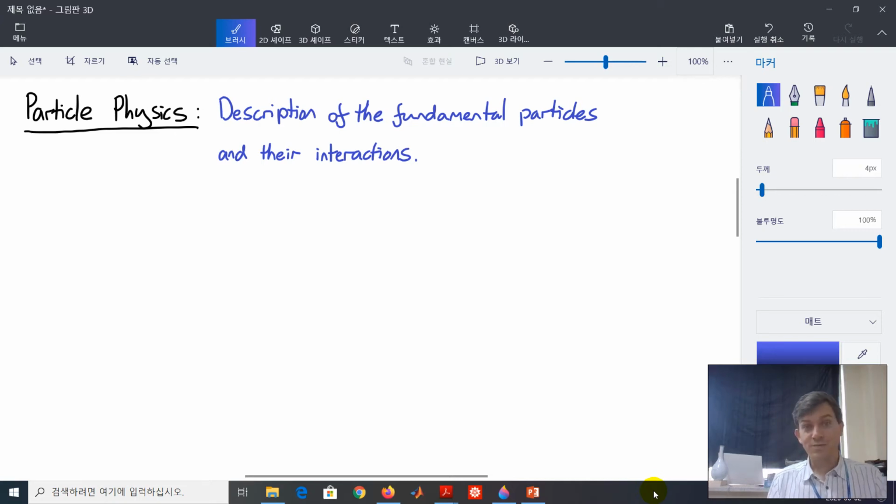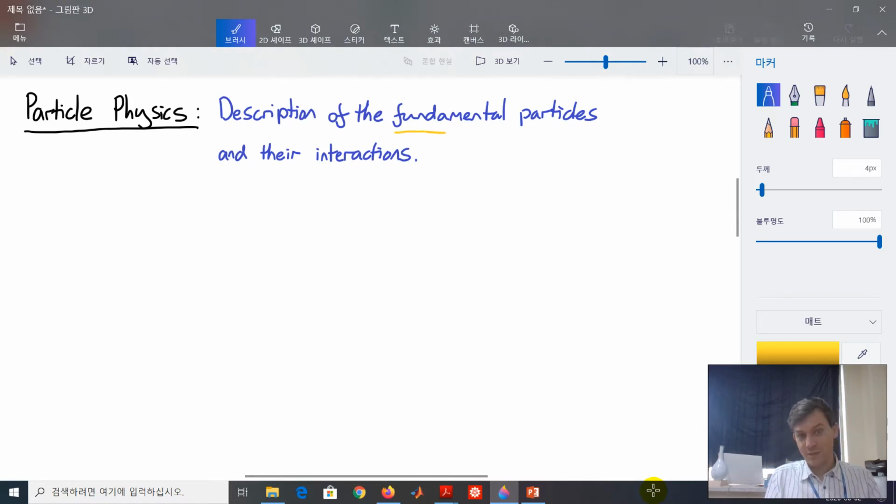Hi everybody, so this is the first video on the particle physics section of this course. Particle physics is a description of the fundamental particles of the universe and how they interact with one another. The first thing we have to do when we talk about particle physics is say what we mean by fundamental particles. I'm going to do this by way of an example.